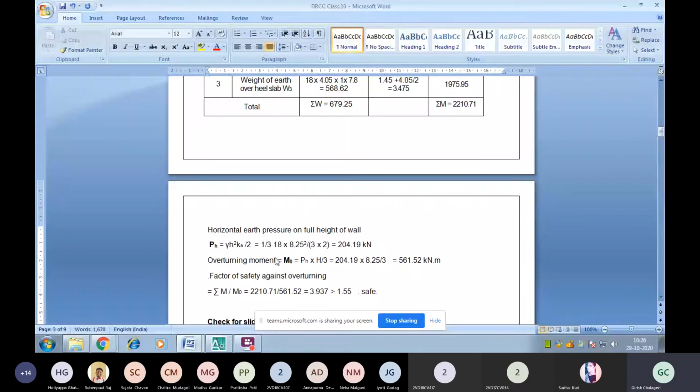I can write it here like this, 1 by 3 into density of soil. I will remove this 3 here, so it will not confuse you. Yes, Ka value 1 by 3, density is 18. We can write this here like this: Ka 1 by 3, density 18, H is 8.25, into square, divided by 2, that is the area of the triangle. We get horizontal pressure as 204.